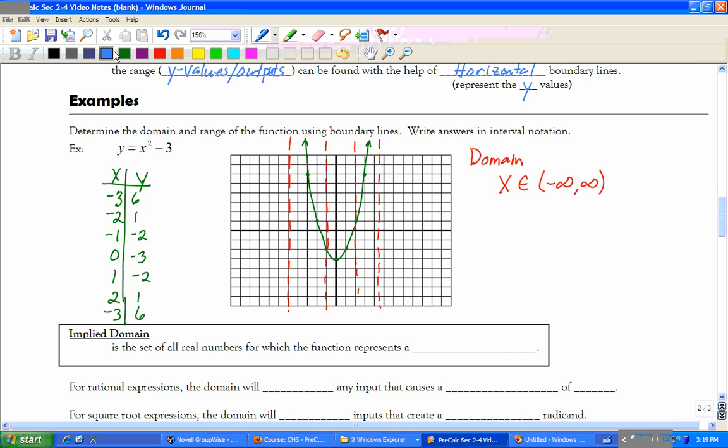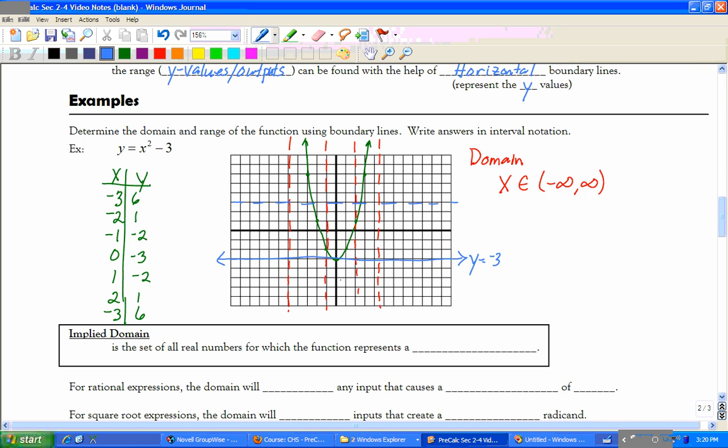Okay, let's take a look at our horizontal lines, which are representing our y. So I'm just going to arbitrarily put one in here. Let's do y is equal to 3. And you see that there are y values above and below. Let's go down because it looks like that's where we have a true boundary line, which happens to be right here at y is equal to negative 3.